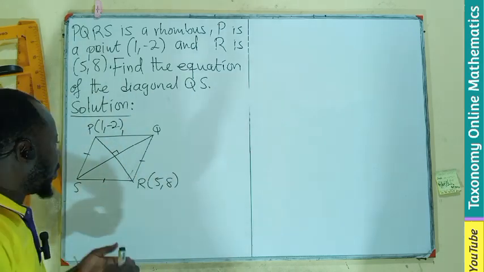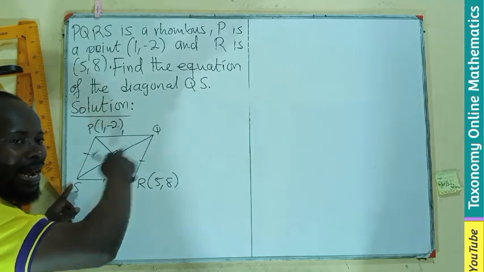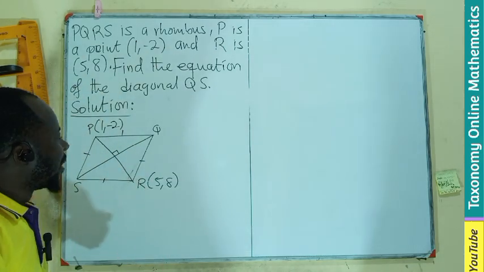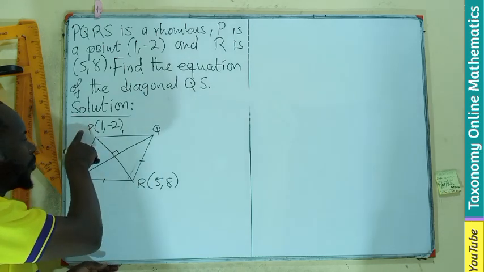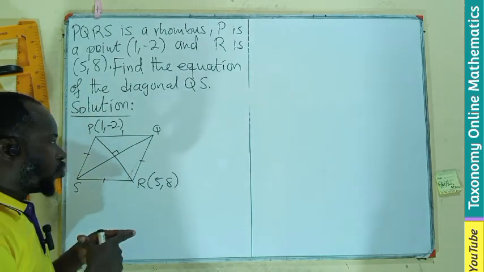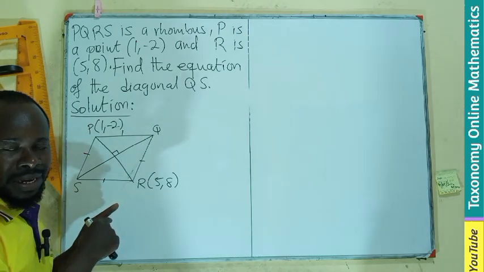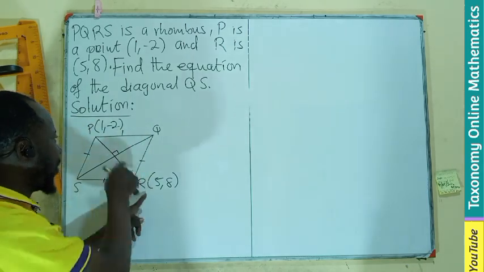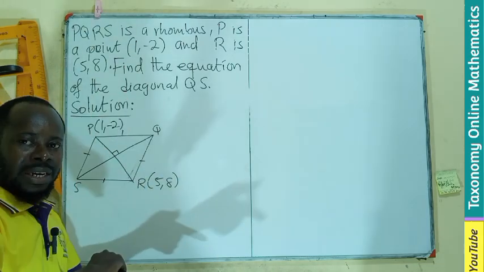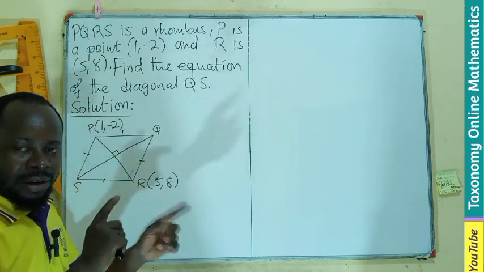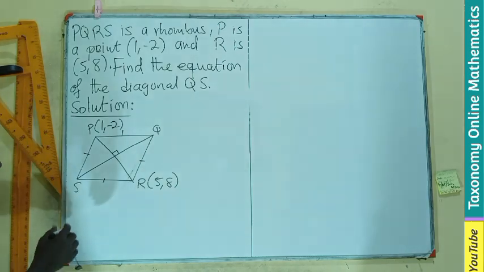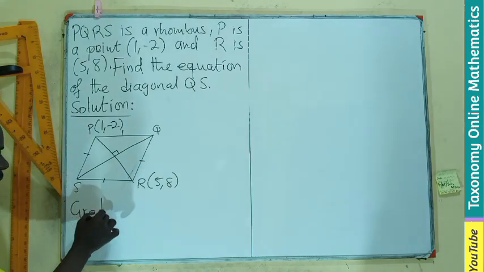Gradient of the line. So there is no point already here, so we need to find the gradient of that particular line. The fact that we are saying that the line PR is perpendicular to the line QS, we can easily find the gradient of PR, then we find the perpendicular gradient between the two. I don't know if you get that.